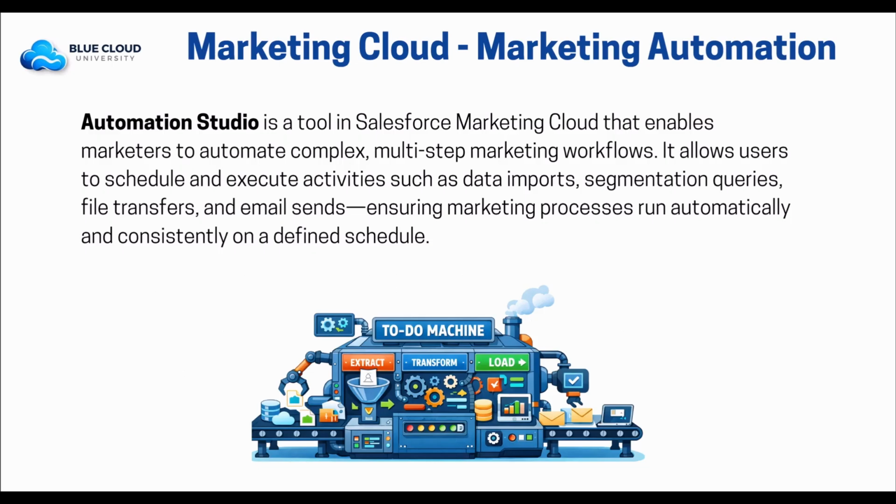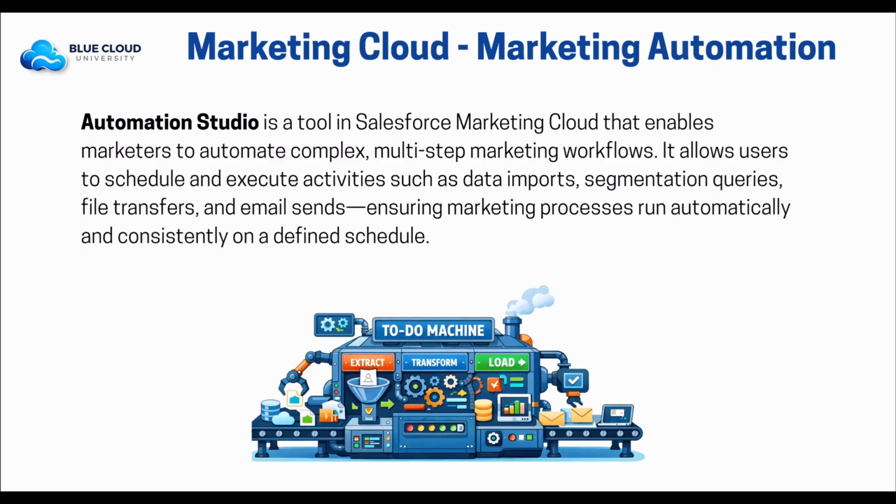Automation Studio is basically a tool that allows marketers to create, I will say, a to-do list. It focuses on what we call ETL jobs, which stands for extract, transform, and load. So this includes things such as importing data into Marketing Cloud, or sorting that data to create audience segments, or moving data from one point to another point, or even sending emails out on a scheduled basis. But it's really a background to-do machine that's about manipulating and working with data.